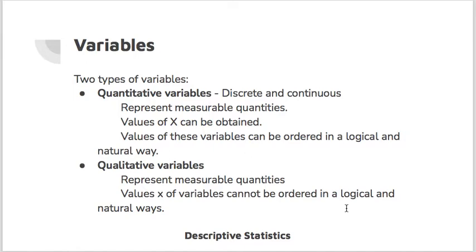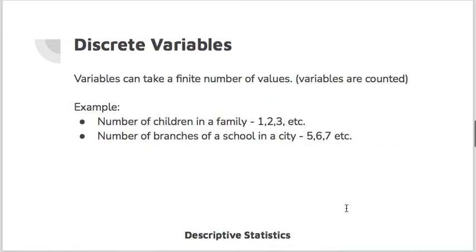To put it simply, variables are broadly classified as quantitative and qualitative variables. Quantitative variables are discrete and continuous, and their values can be ordered in a logical and natural way, while qualitative variables cannot be ordered in a logical and natural way. Going into further detail on discrete and continuous variables under quantitative variables, discrete variables take a finite number of values.